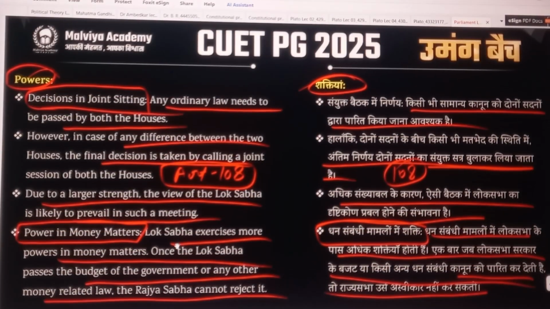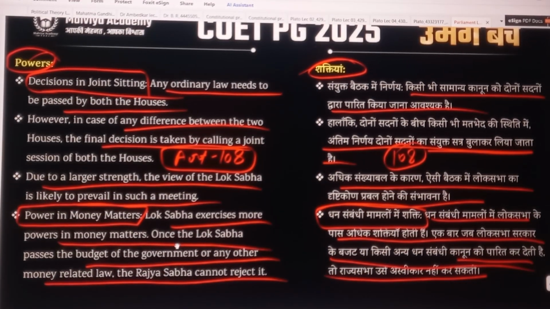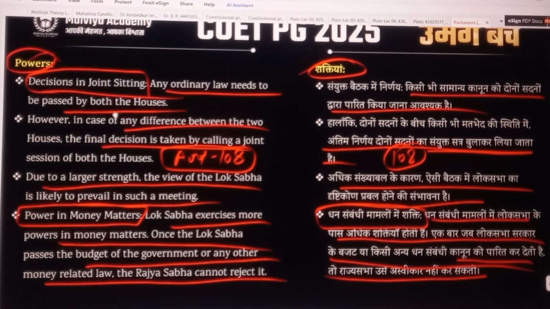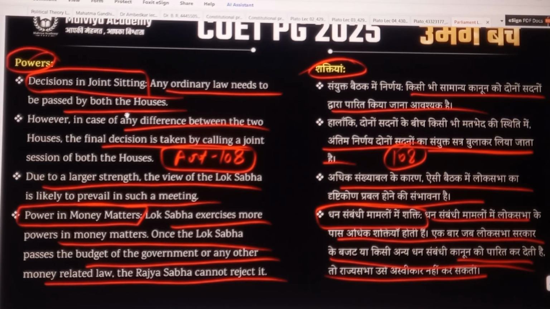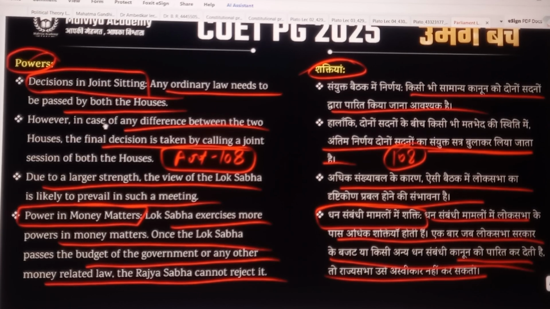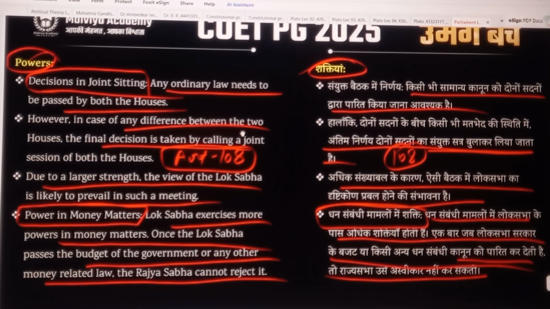Power. What are the real powers of Lok Sabha? A decision in joint sitting. Any ordinary law needs to be passed by both the houses. Means if we have to pass any law regarding different issues of the country, we have to pass it from both the houses. However, in case of any differences between the two houses, the final decision is taken by calling a joint session. Means if there is a difference between the two houses, one house agreeing with the law and one not, then at that time a joint session is held under Article 108.